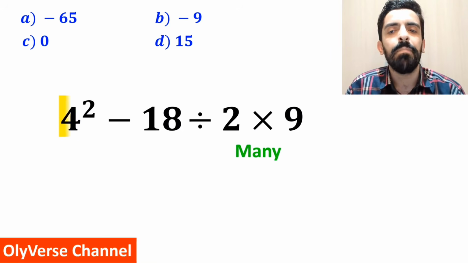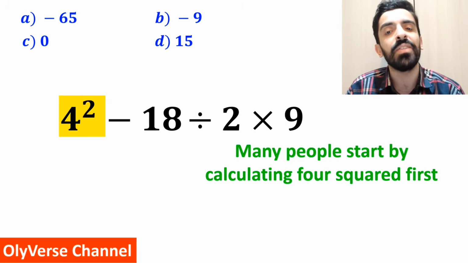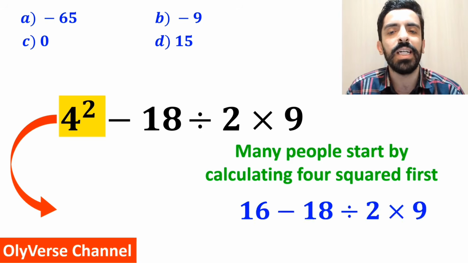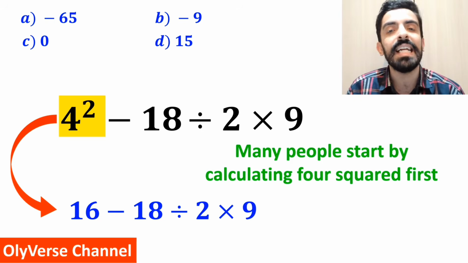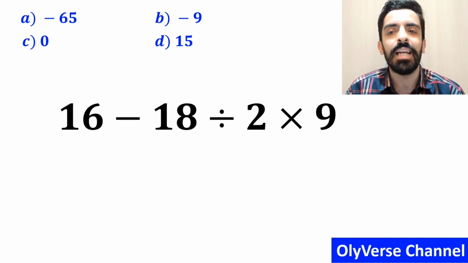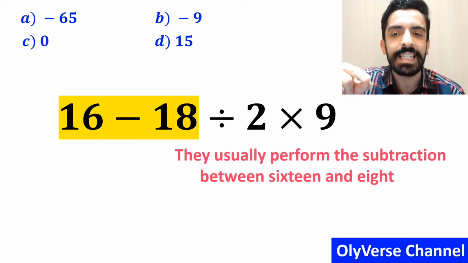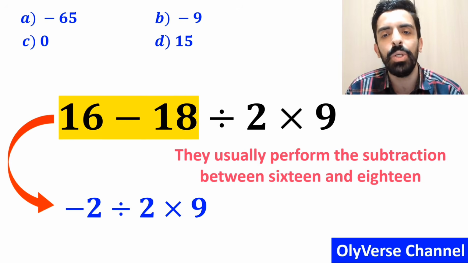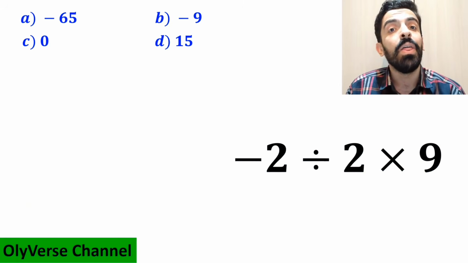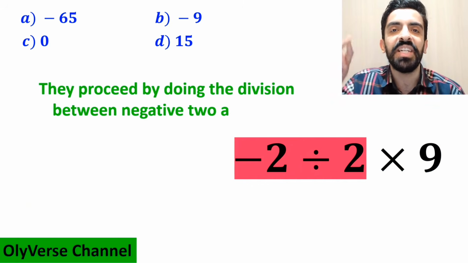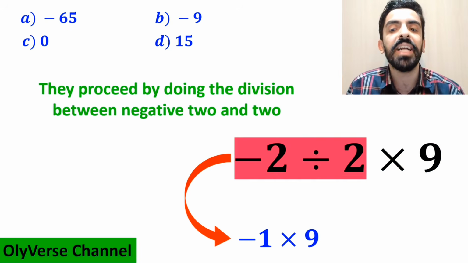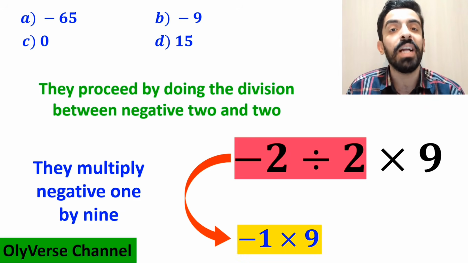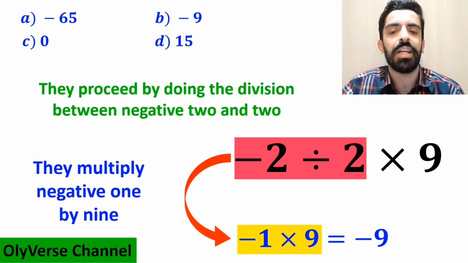To solve this question, many people start by calculating 4 squared first, and instead of the original expression, they rewrite it as 16 minus 18 divided by 2 multiplied by 9. In the next step, they usually perform the subtraction between 16 and 18 and simplify this expression to negative 2 divided by 2 multiplied by 9. Then, they proceed by doing the division between negative 2 and 2, which gives them negative 1 multiplied by 9. And finally, they multiply negative 1 by 9, which ends up with the answer negative 9.